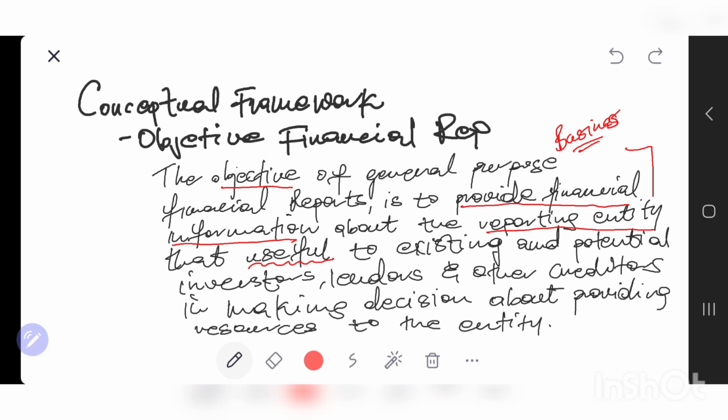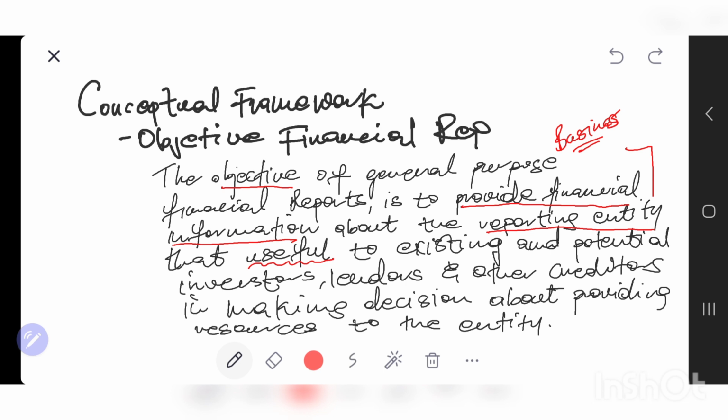You must underline the word useful, because useful means that the information should meet the fundamental and enhancing characteristics. And so if information is useful, it means that it needs to faithfully represent the operations of the business. So what does faithful representation mean?